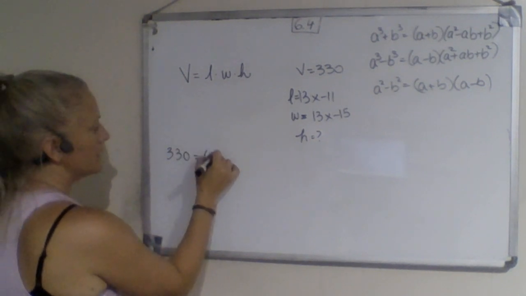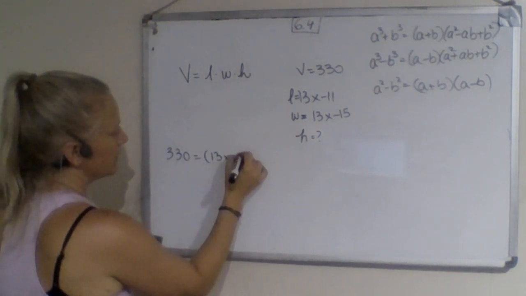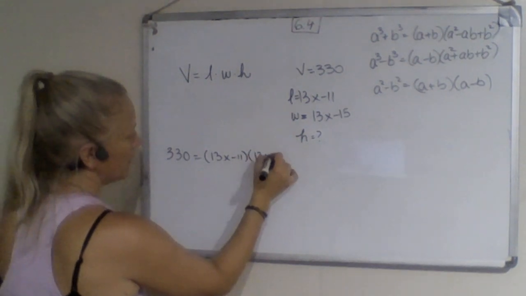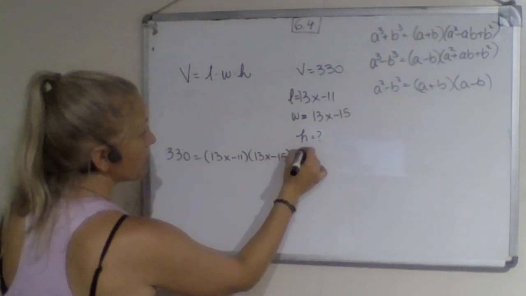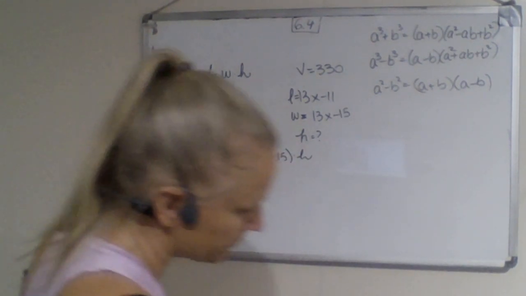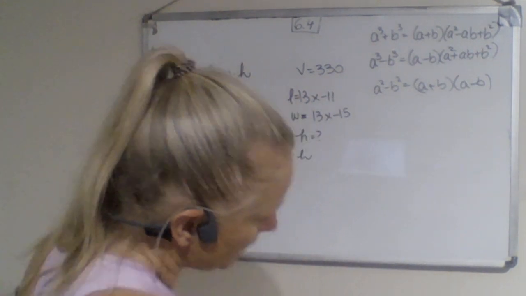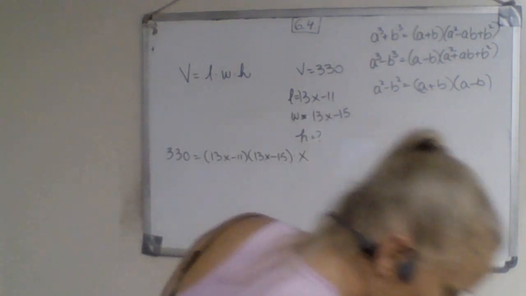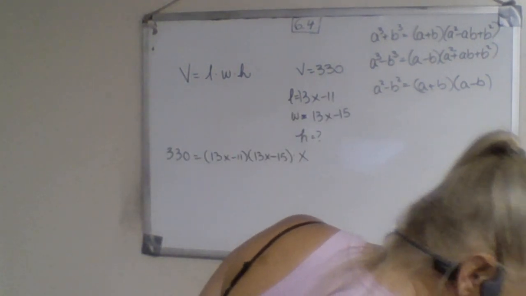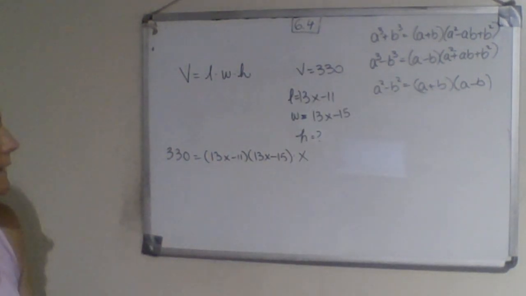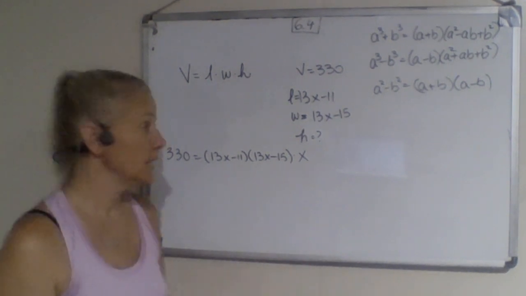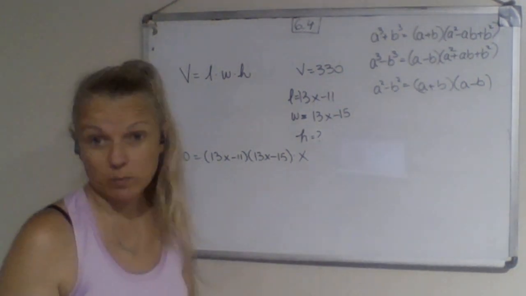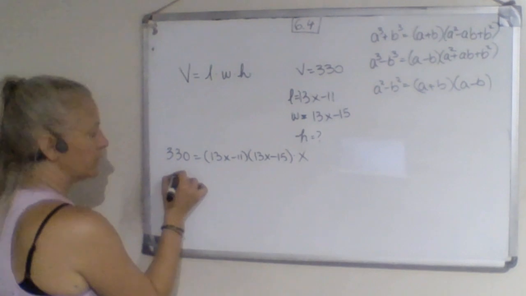330 is 13x minus 11 times 13x minus 15 times my height, right? Is this where we are? Is that what we're going to do? We're going to name this x, because apparently that is what they named the height. The block is x yards in height, so my height is x, and we're solving for x. This is not the nicest problem that you're going to run into, but it's not a big deal.